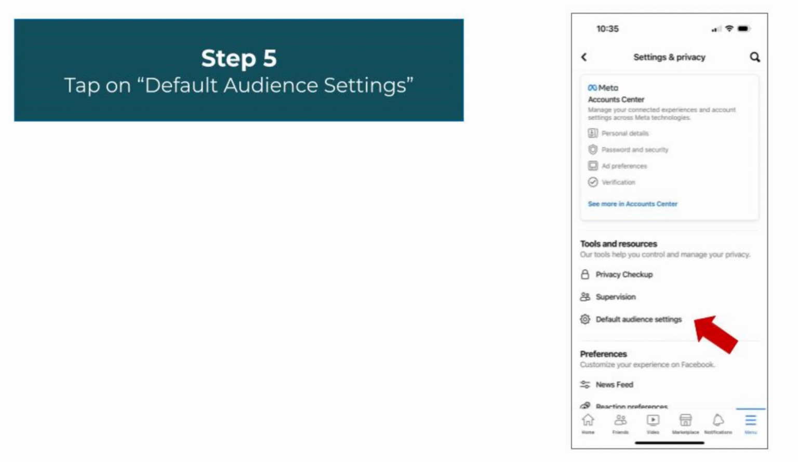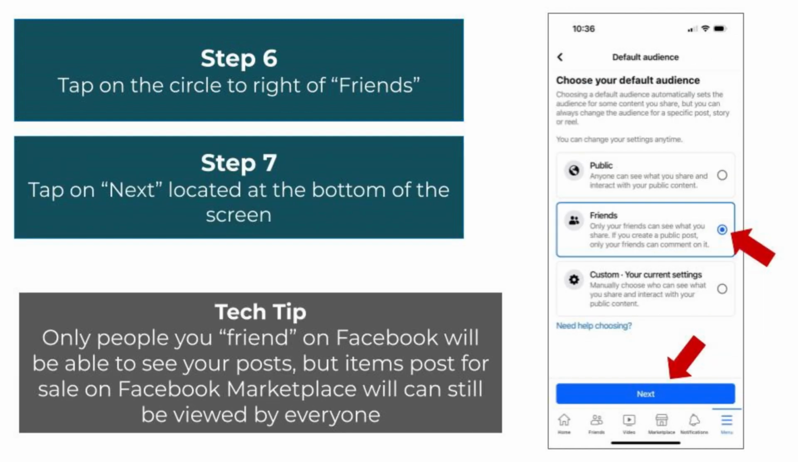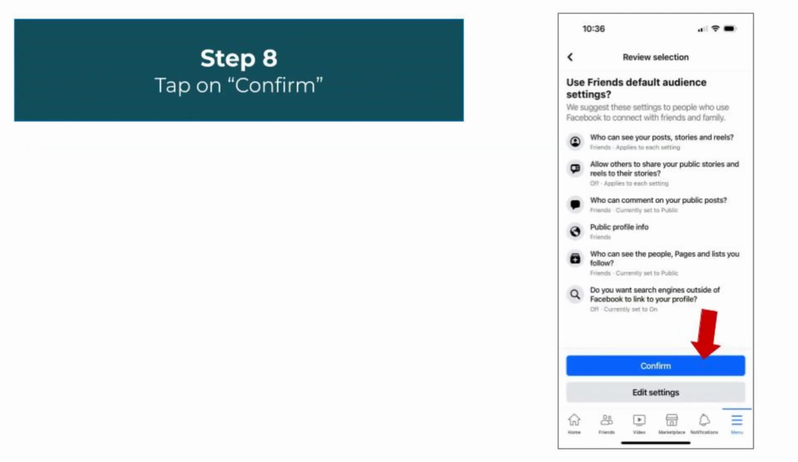Next, tap on default audience settings. Then tap on the circle located to the right of friends so that only the people you can connect with on Facebook as friends can see your posts. Then tap next. Note that even if you only allow your Facebook friends to see your posts, items posted for sale on Facebook Marketplace can be viewed by everyone. This helps you sell the item quicker. Next, tap on Confirm to change your settings.